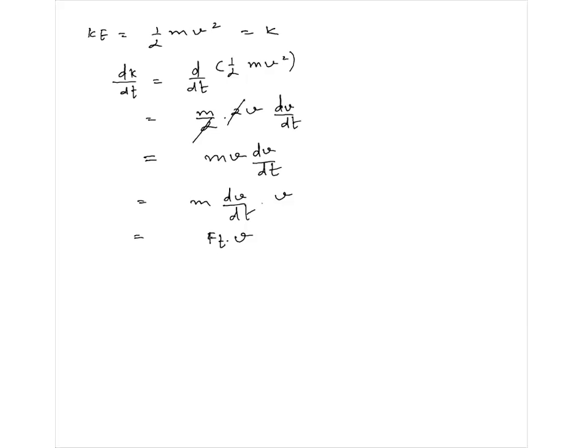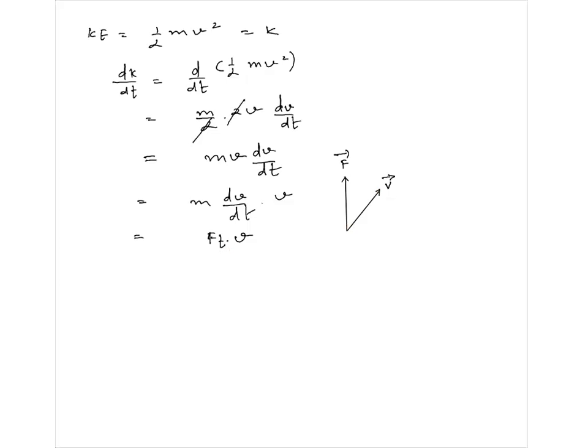Let us say that vector f and vector v are making some angle. Now when I say vector f, this is the net force I'm talking about. Net force. There may be individual forces f1, f2, f3 and so on, but this f is the net force. So ft is the component of f along the motion. So if this angle is theta, then ft will be f cos theta.